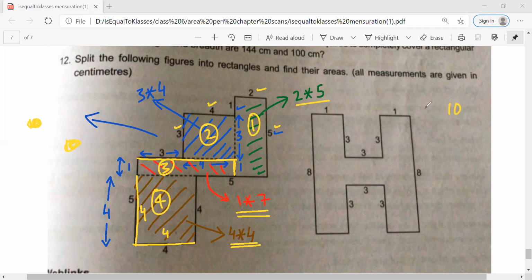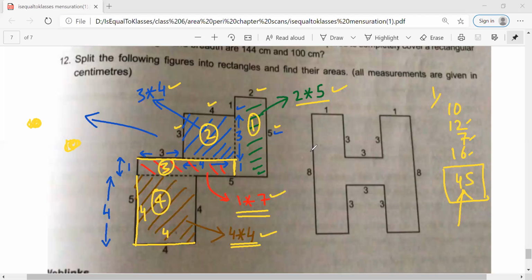So my area would be, let me write it here. This is 10. This is 12. This is 7. This is 16. So the area would be 9, 6, 15. 1, 2, 3, 4, 45. Mr. Sarthak, any doubt? No, sir. So you'll have to make rectangles.